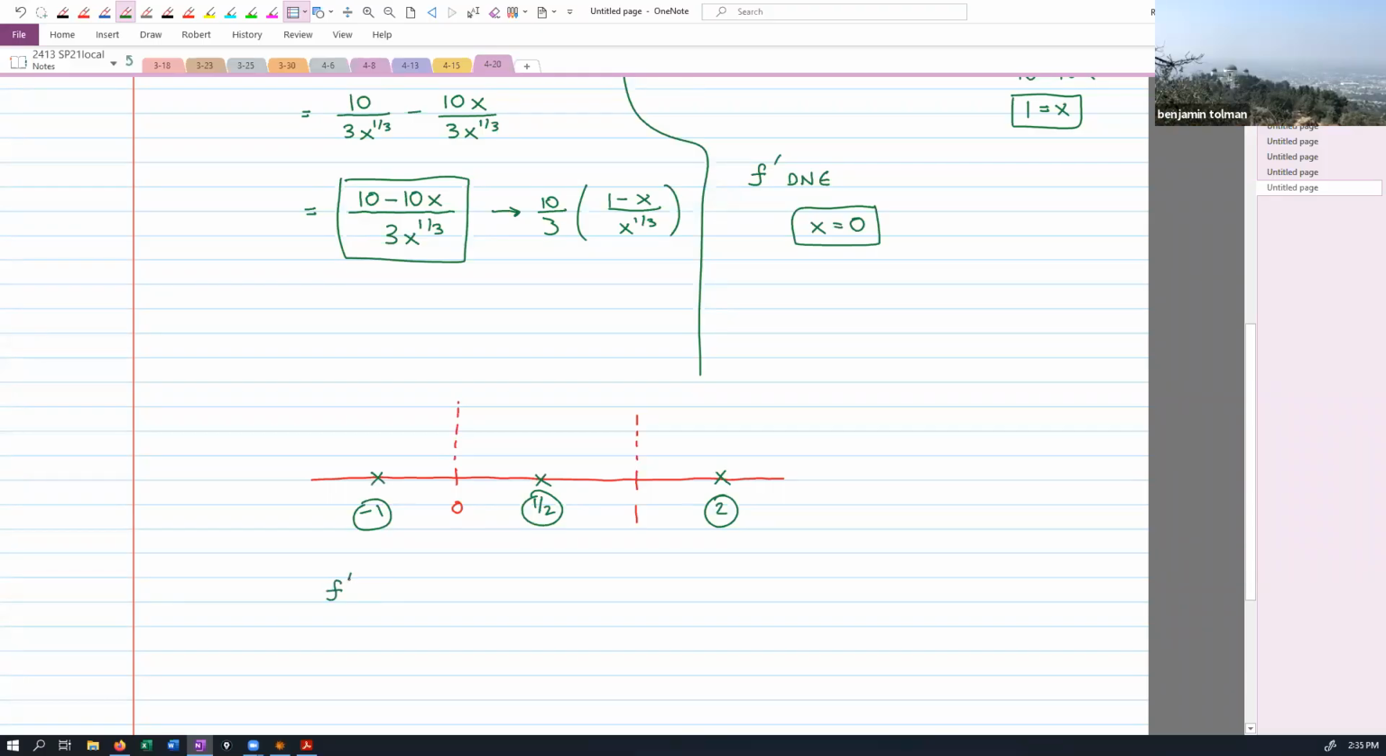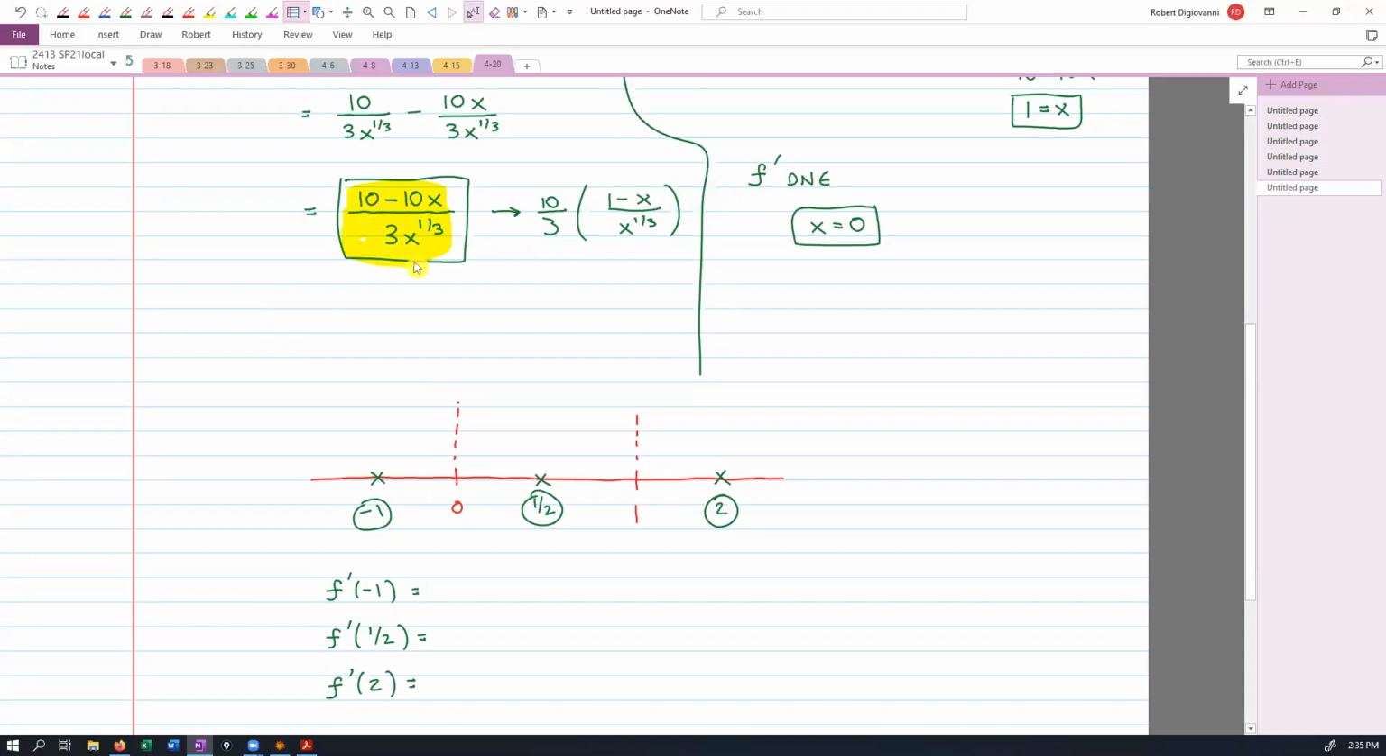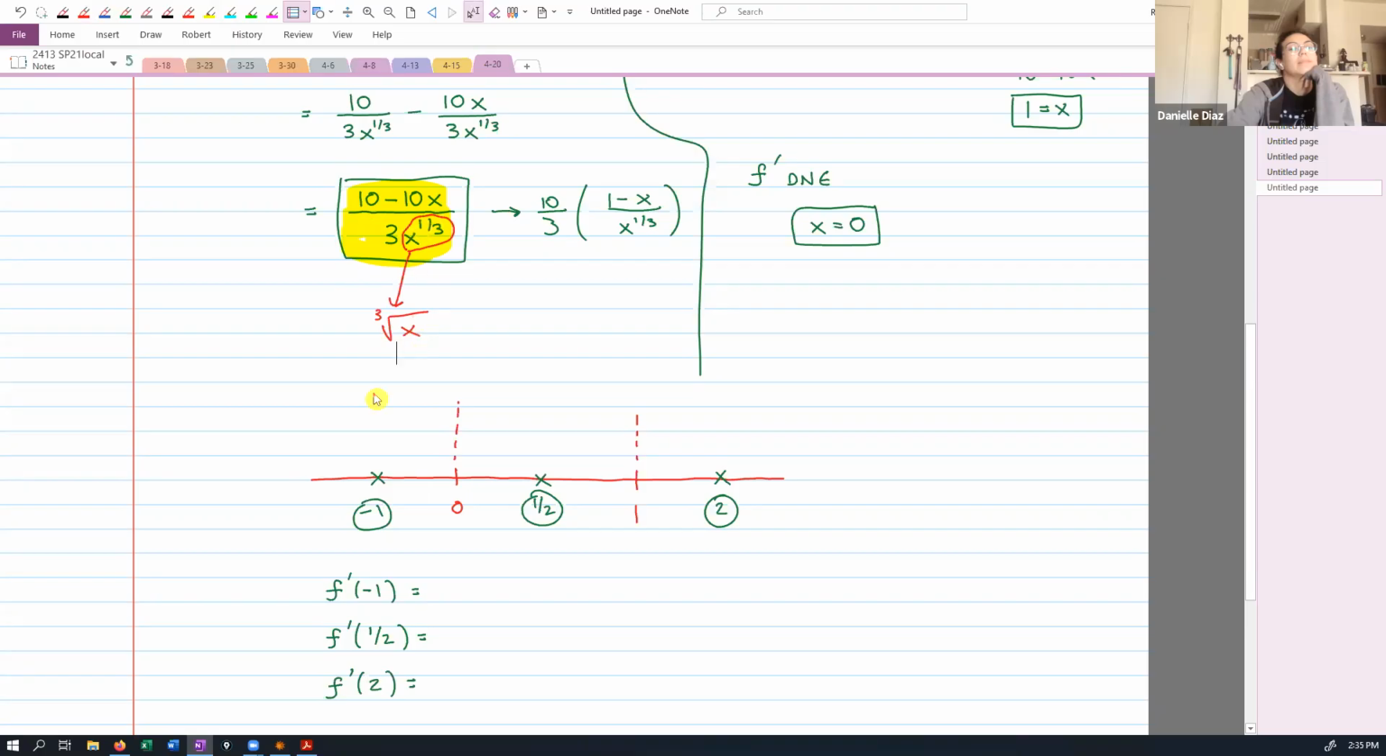The derivative. And what I'm looking for is whether or not I get a positive or negative number out when I plug these into the derivative. And when I say the derivative, I mean this. I want to plug those numbers into that right there. By the way, everyone should be aware that x to the 1/3 really means the cube root of x. Okay. All right, so let's try and do this.